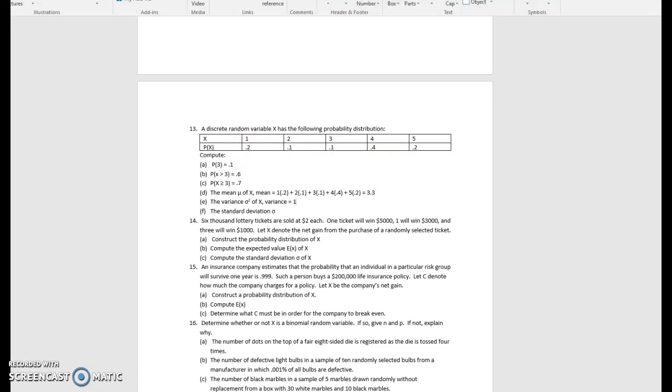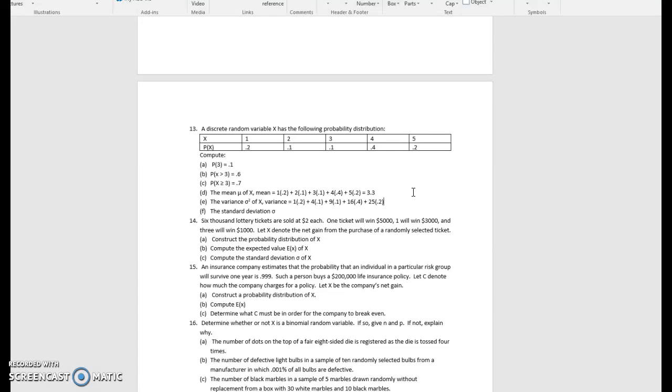So if we square 1, we'll get 1 times 0.2. If we square 2, we'll get 4 times our 0.1. If we square 3, we'll get 9 times our 0.1. If we square 4, we'll get 16 times our 0.4. And if we square 5, we'll get 25 times our 0.2.